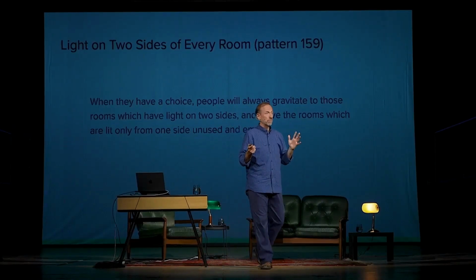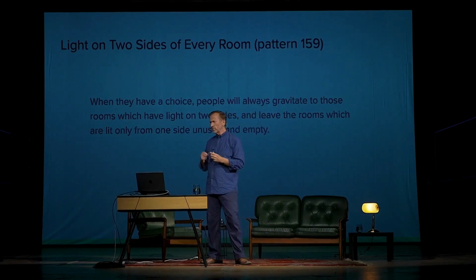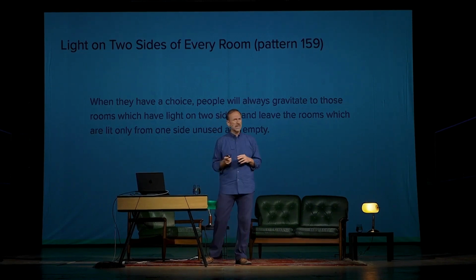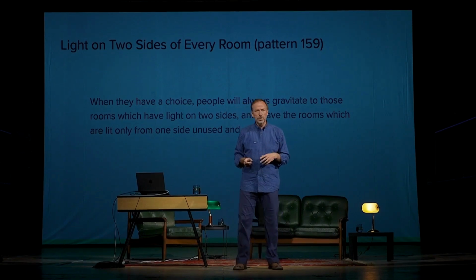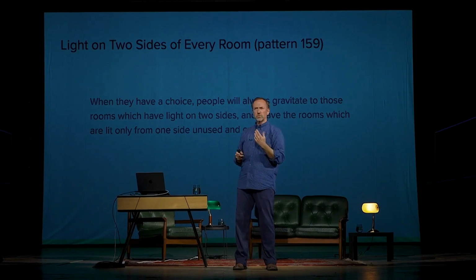So here's pattern number 159 of 253 patterns in that book. It's called Light on Two Sides of Every Room, and it says, when they have a choice, people will always gravitate to those rooms which have light on two sides and leave the rooms which are lit only from one side unused and empty. And so the next time you walk into a New York restaurant that's long and narrow and has only windows to the street, even though it's beautifully decorated inside, if it's daylight, there's a little piece of you that might be going, gosh, why does this not feel so welcoming? And there's another piece that'll be, that's because it violates light from two sides, right?